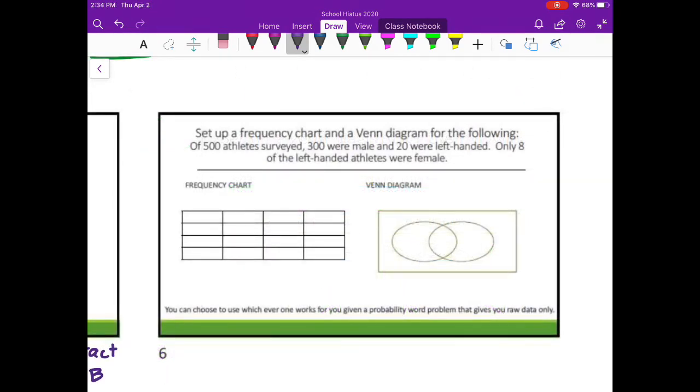So here we're going to compare and contrast the process for setting up a frequency table versus a Venn diagram to solve probabilities. For the frequency table, I'm going to start by reading through the words and deciding what are my data categories. Of 500 athletes surveyed, 300 were male, and 20 were left-handed. Only 8 of the left-handed athletes were female.